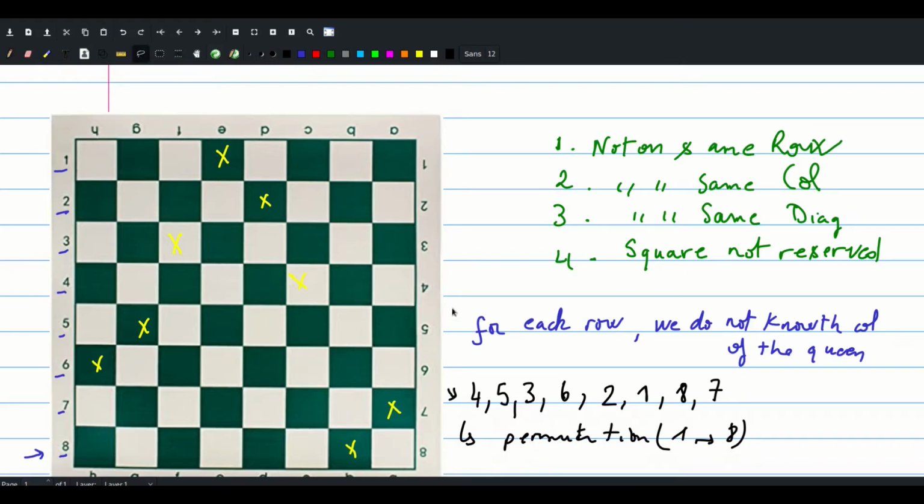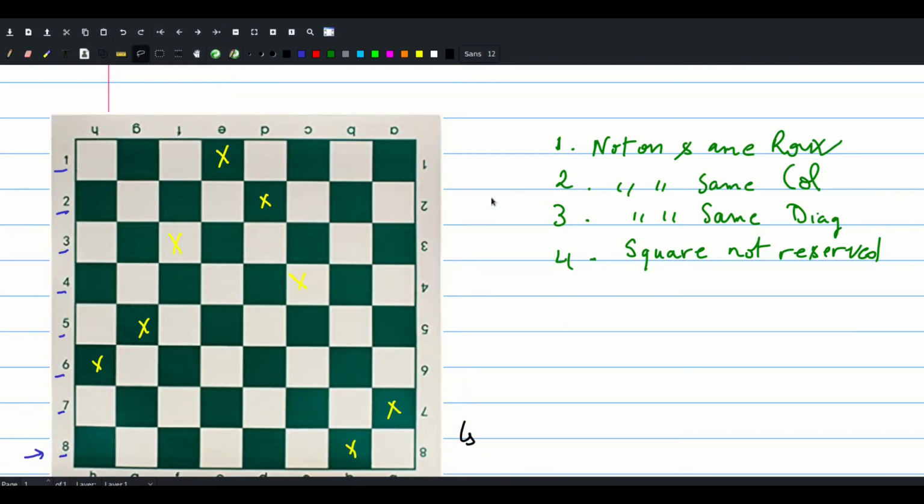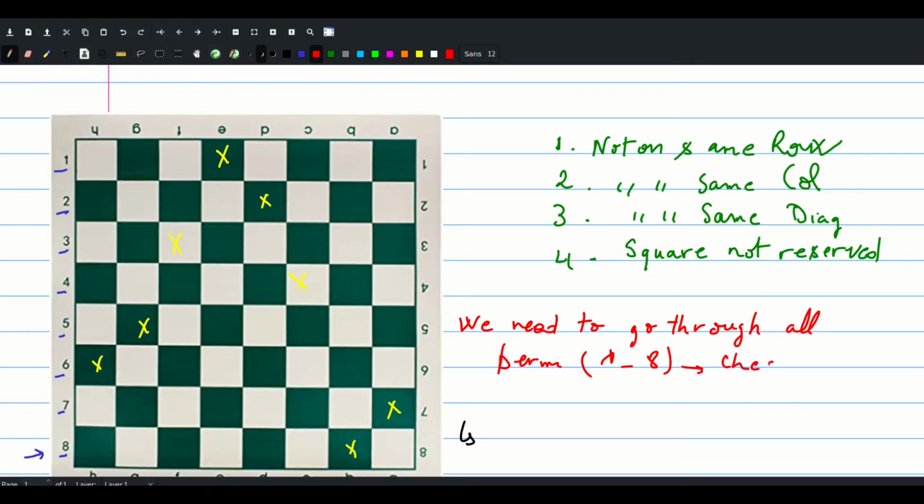So this is where we got now. We need to go through all permutations from 1 to 8 and check which ones are valid. And whenever we encounter a valid arrangement, we just increase our counter.